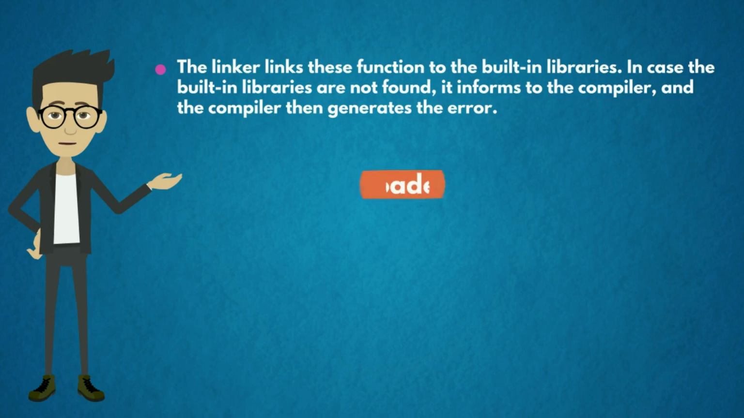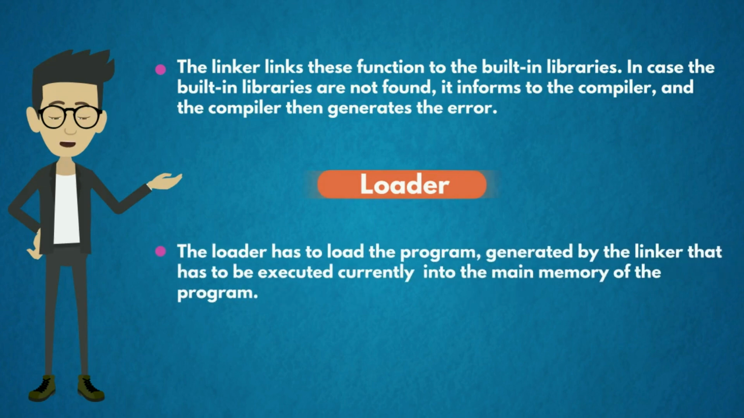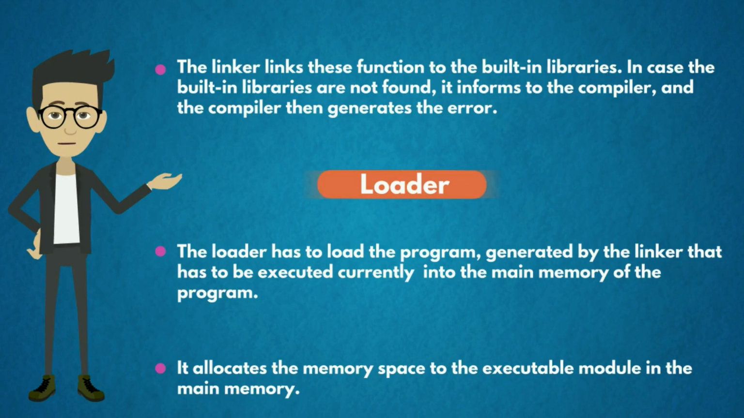The linker is associated with the loader. The loader has to load the program generated by the linker that has to be executed currently into the main memory. It allocates the memory space to the executable module in the main memory.